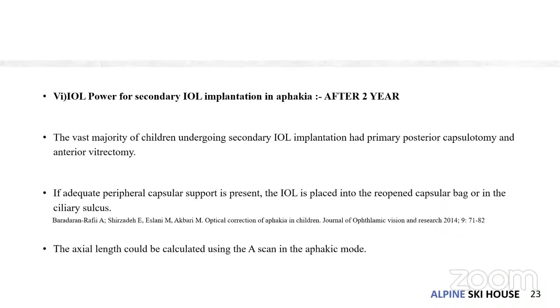The IOL power for secondary IOL implantation in aphakia. We can put a PCIOL or sulcus-based IOL after 2 years. The vast majority of children undergoing secondary IOL implantation had primary posterior capsulotomy and anterior vitrectomy. If adequate peripheral capsular support is present, the IOL is placed into the reopened capsular bag or in the ciliary sulcus. The axial length could be calculated using a scan in the phakic mode.